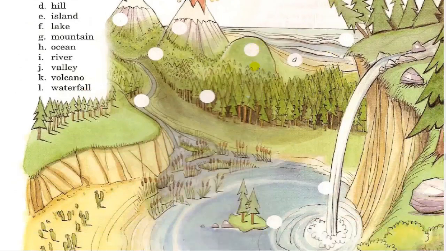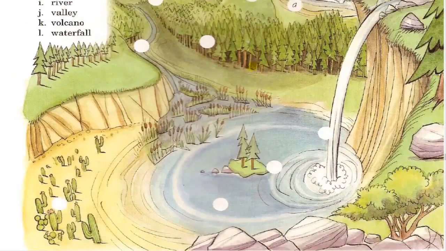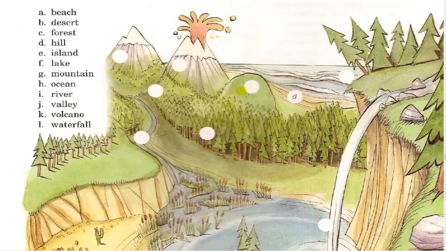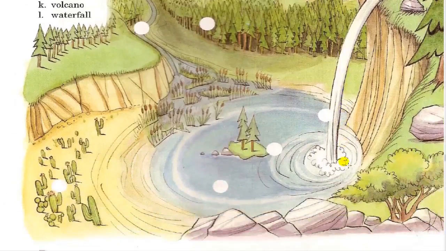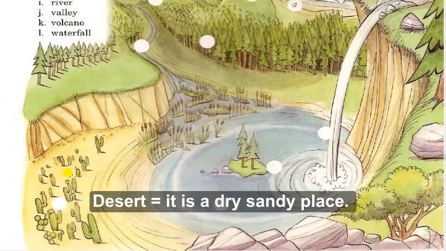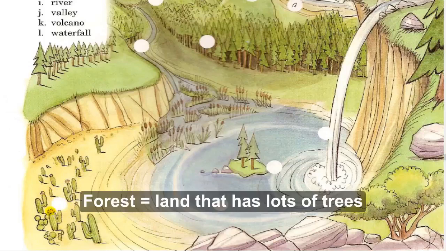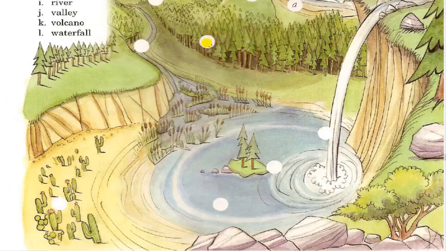Now in this picture, can we label these words around here? Number A, beach. You must have water, like an ocean or sea. B, desert, a dry sandy place. C, forest. What's a forest? A piece of land that has lots of trees. So C, this is forest.